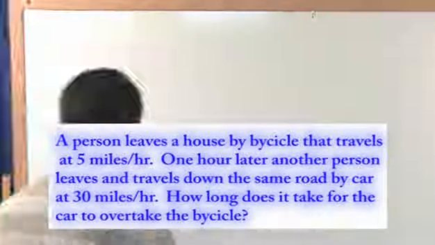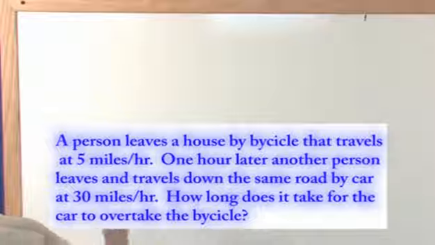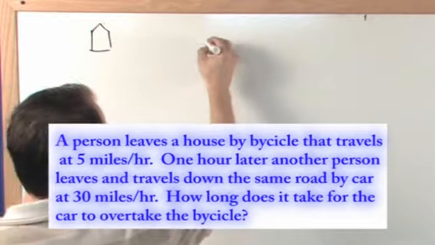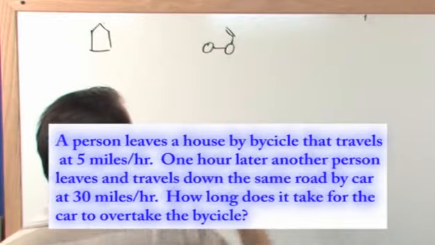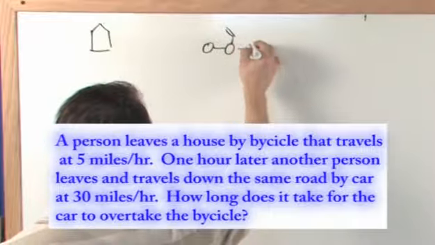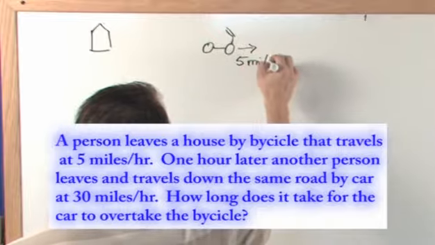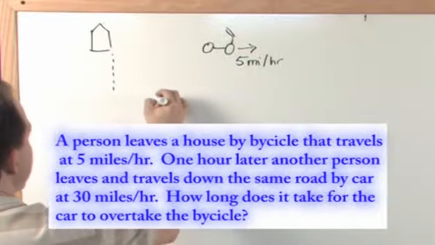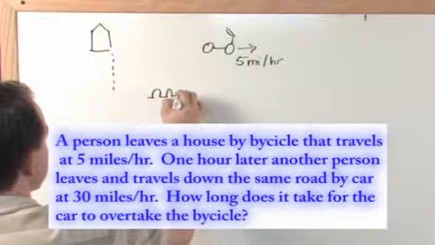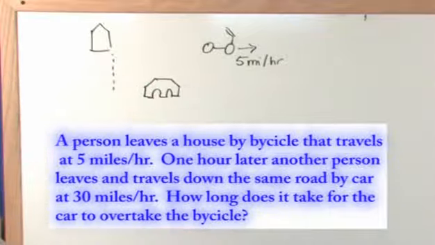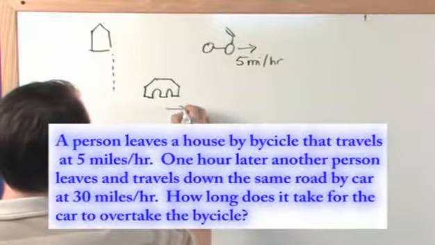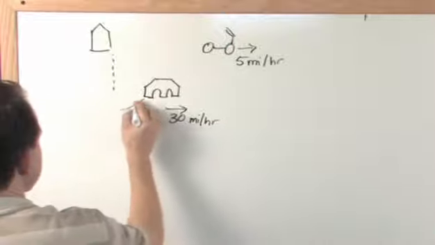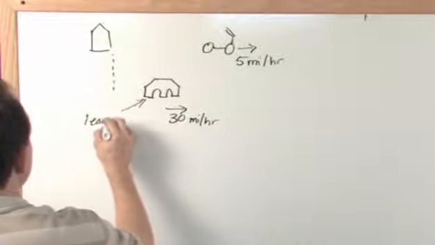Okay, so what we're going to do first is we're going to draw a picture. We're going to draw a little house here. And we know that somebody's over here on a bicycle, and this bicycle is traveling this way at 5 miles per hour. And we also know that this car leaves. You can tell I'm not an artist, right? This car leaves, is going this way at 30 miles per hour, and this guy leaves 1 hour later.